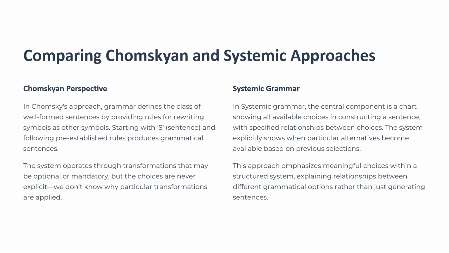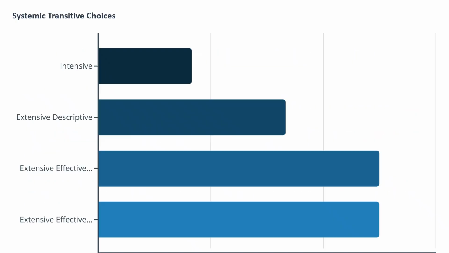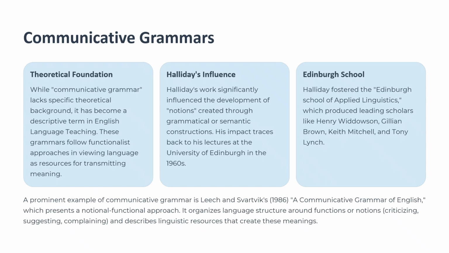Systemic grammar. In systemic grammar, the central component is a chart showing all available choices in constructing a sentence, with specified relationships between choices. The system explicitly shows when particular alternatives become available based on previous selections. This approach emphasizes meaningful choices within a structured system, explaining relationships between different grammatical options rather than just generating sentences. Systemic transitivity choices: intensive, extensive descriptive, extensive effective.